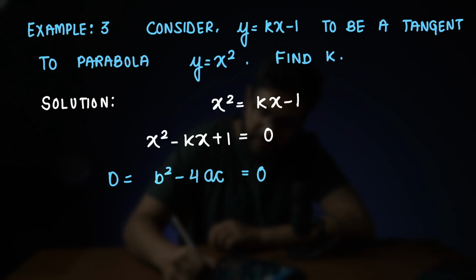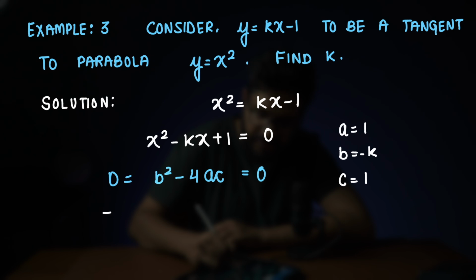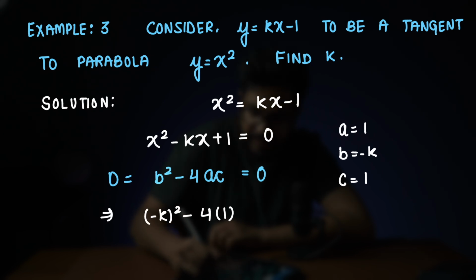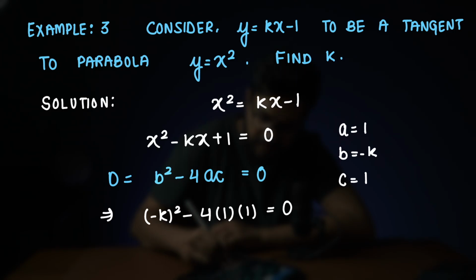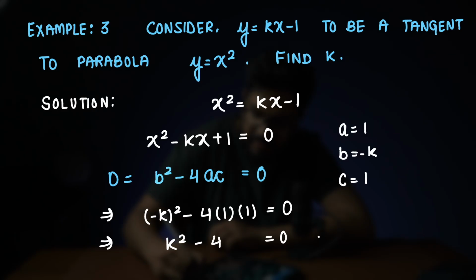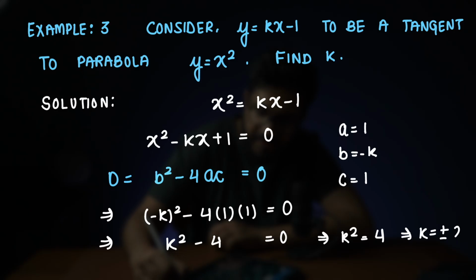Now substituting the values of a, b and c, in this case a is 1, b is minus k, and c is positive 1, into the discriminant formula, we get minus k square minus 4 times 1 which is equal to 0. This implies k square minus 4 is equal to 0. This implies k square is equal to 4. This means the value of k is plus or minus 2.